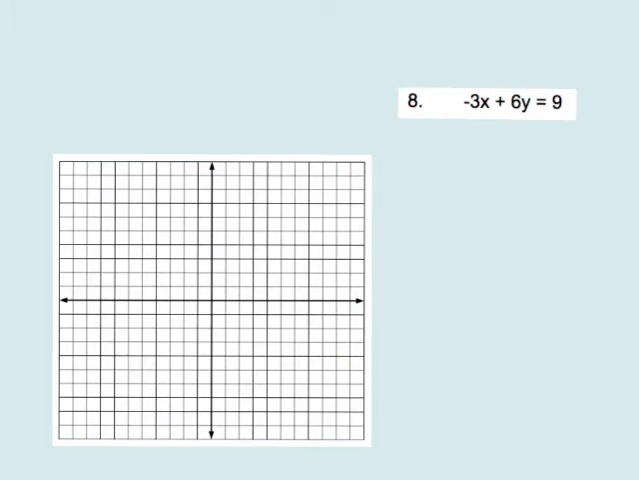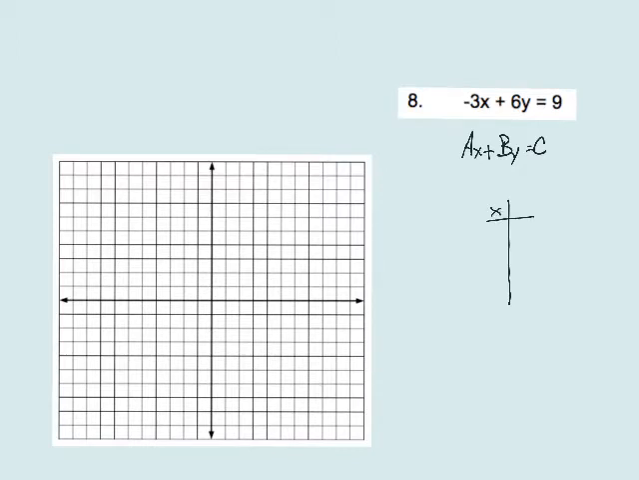Let's take a look at this equation. It's in standard form. That means it's got something times x plus something times y equals another number. And when we have something in standard form, we want to use the intercepts method, which is a version of the t-table.